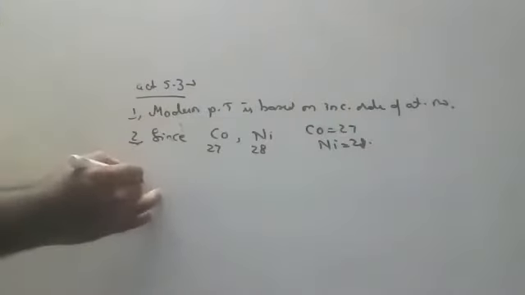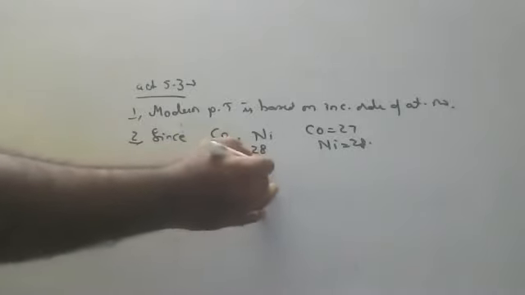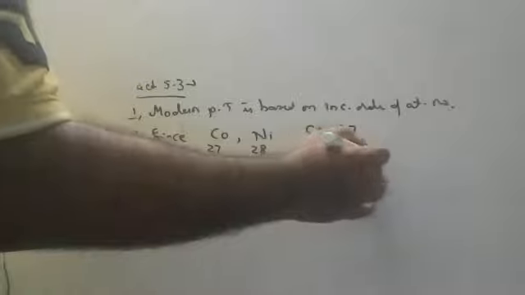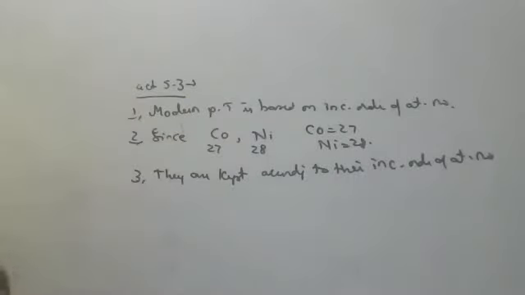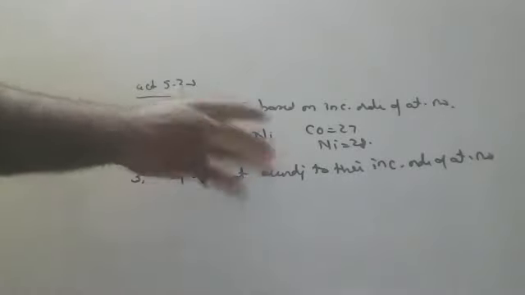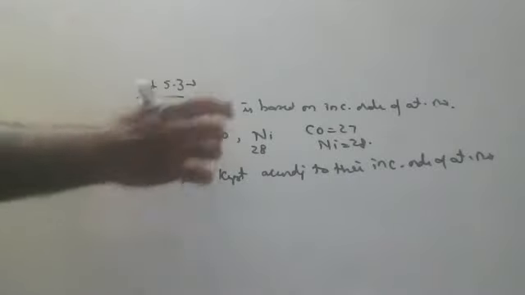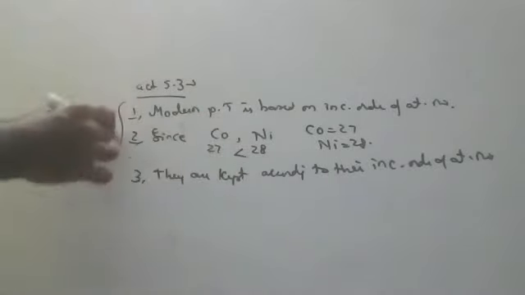They are kept according to their increasing order of atomic numbers. What happened in Mendeleev's table? They were reversed. Nickel came first, cobalt came next. Why? Increasing order of atomic weights. So somehow a problem occurred. But in the modern periodic table, they are arranged in increasing order of atomic numbers. So cobalt came first, nickel came next. So that problem is resolved.